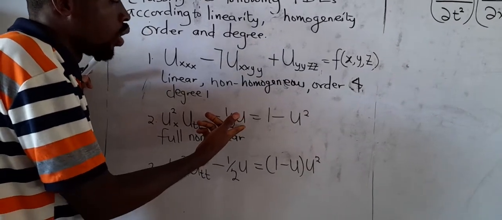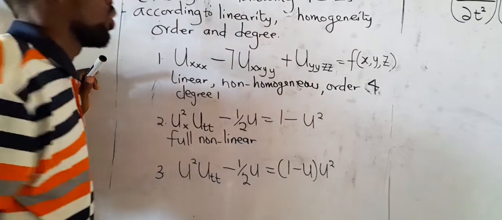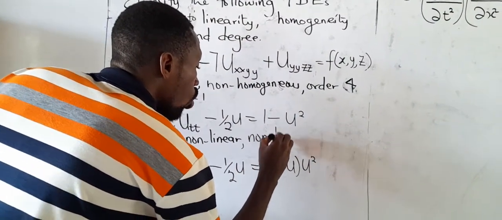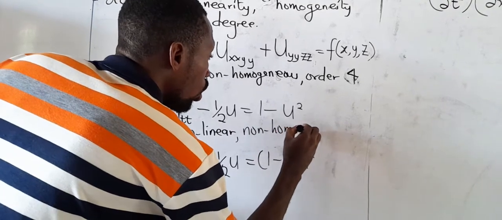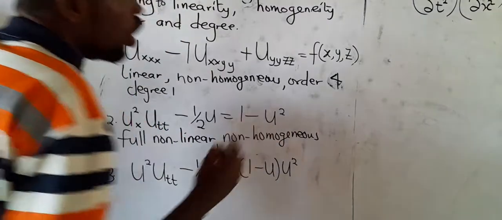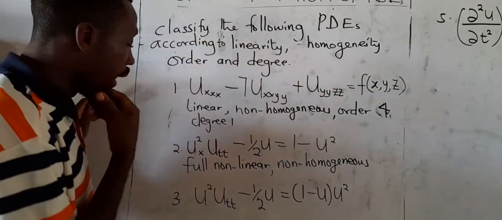There is a dependent variable in this term, but there is no dependent variable here. So it is not homogeneous. It's non-homogeneous. Now let's check the order.